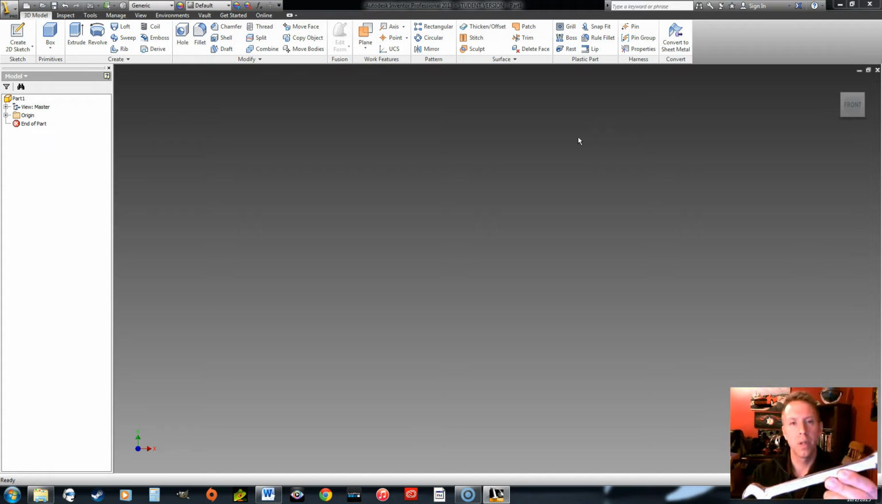So again, what would be your strategy to make this? What shapes do you see? What would you start with? What would be your strategy if you were going to make this wrench on Autodesk Inventor or out of clay?